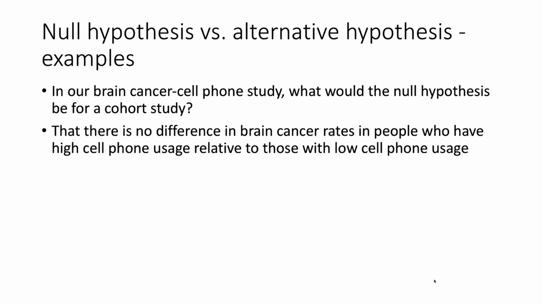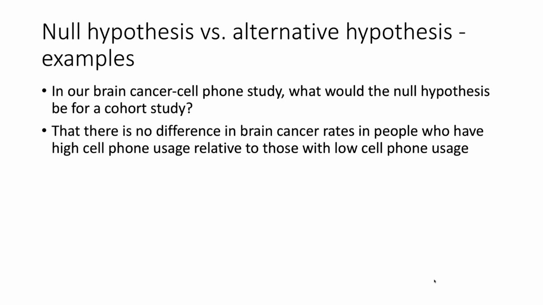So the null hypothesis for a case control study would be in people that have brain cancer and people that don't have brain cancer, there's no difference in the odds that they were exposed. The odds are the same. They're exposed to cell phones, like a high amount of cell phones. Okay. That is for the case control, but that's not what we were talking about.